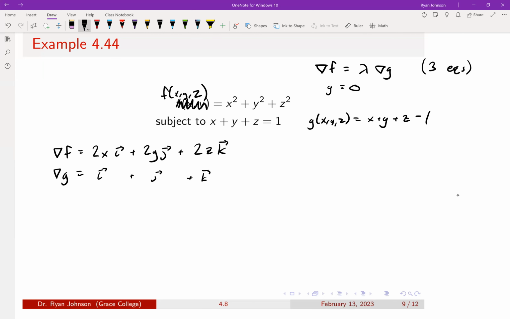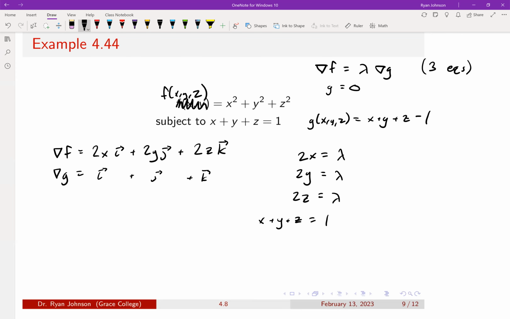So the lambda means that for the i components, we get 2x equals lambda times 1. For the j components, we get 2y equals lambda times 1. For the k components, we get 2z equals lambda times 1. And then finally, we get x plus y plus z minus 1 equals 0, or equals 1. I'm going to restate the constraint.